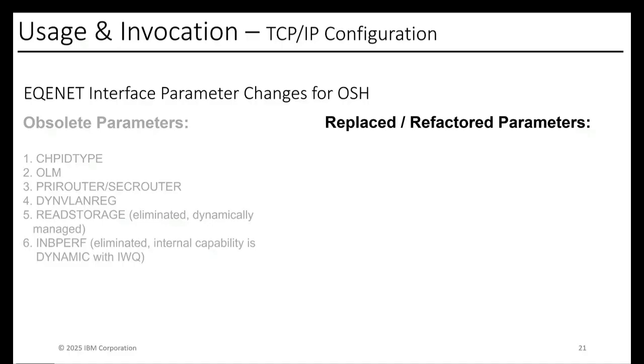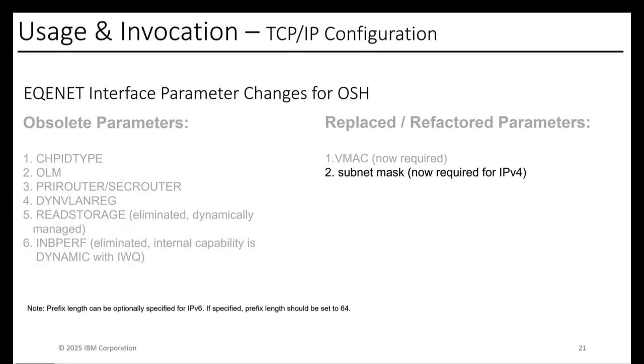So what was replaced or refactored? VMAC is now required. That existed before, but now you have no choice. That is the default. Subnet mask, you must configure subnet mask for the new OSA EQENet parameter for IPv4. And port name is now being replaced with dev number. That's the big change between IPQENet and EQENet.